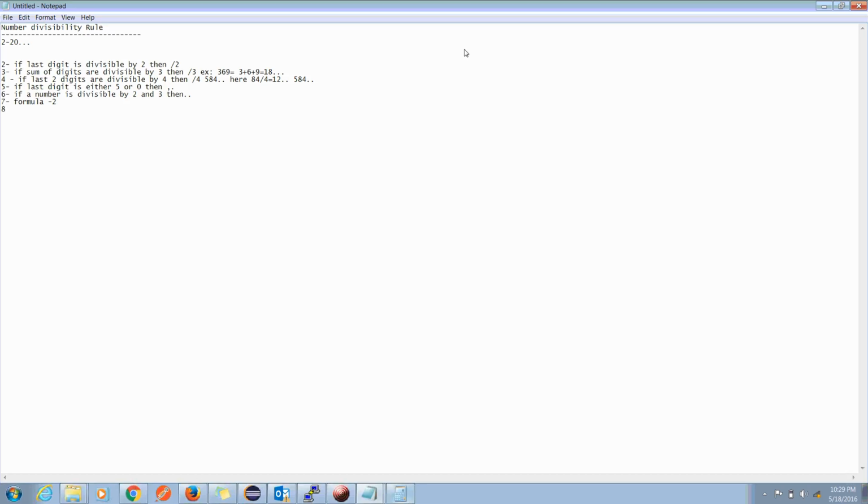Divisibility rule for 8. If a number's last 3 digits are divisible by 8, then that number is divisible by 8. For example, 5800. Here 800 is divisible by 8, so 5800 is divisible by 8, because 800 is the last 3 digits of 5800.